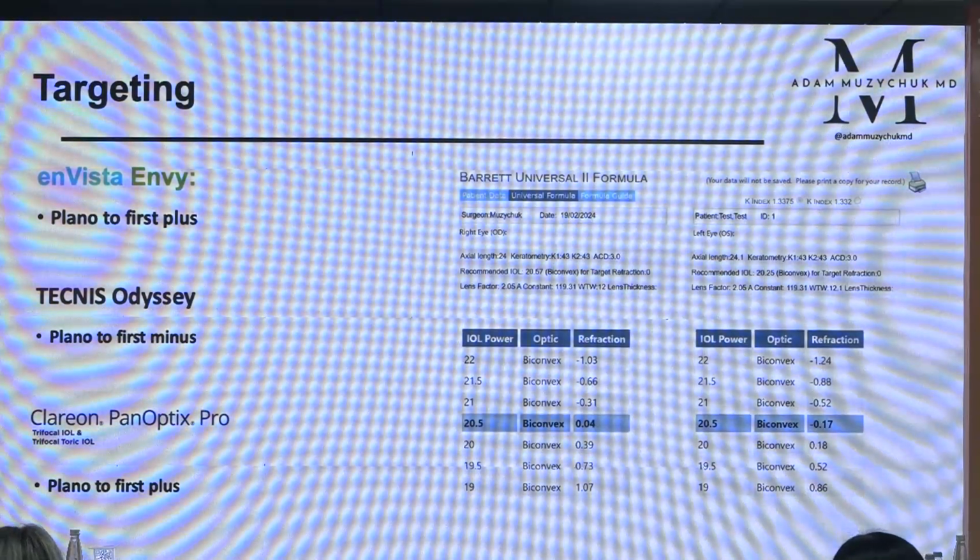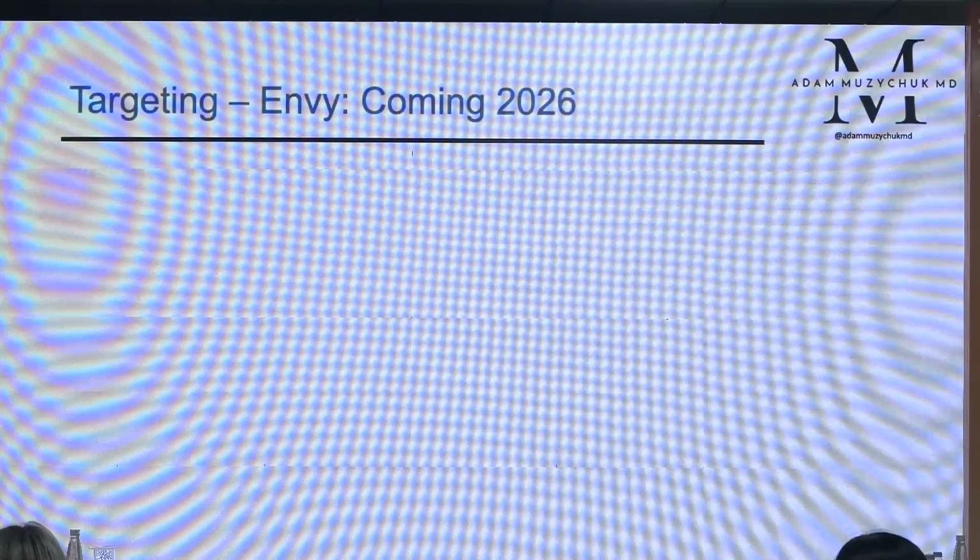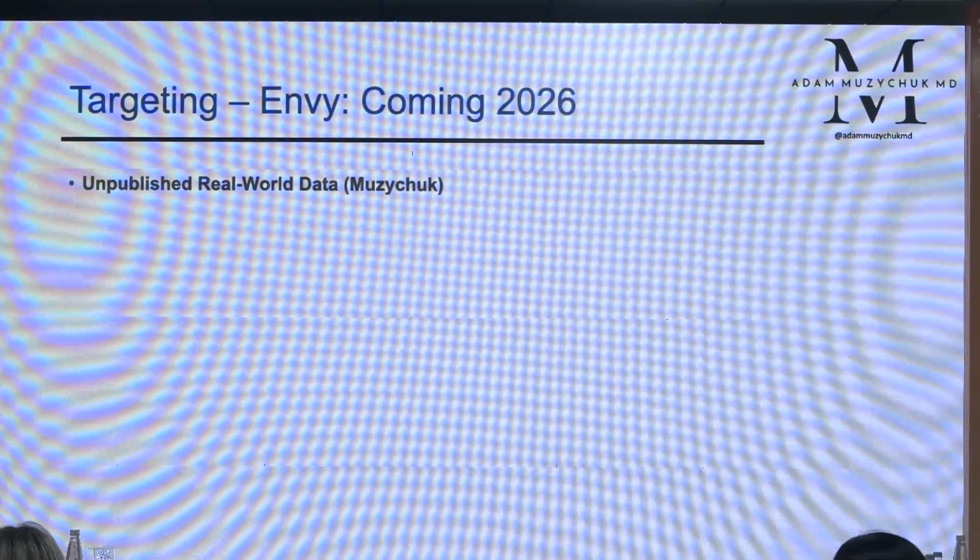So here's the Barrett Universal 2 formula for a real patient. On the right eye, you can see that I would pick, for all three of these lenses, the closest to plano, that's plus 0.04 as a result. For the left eye, I'd put Odyssey at the minus 0.17. I'd put Envy and PanOptix Pro at the hyperopic result. We're presenting this study at ASCRS this spring.